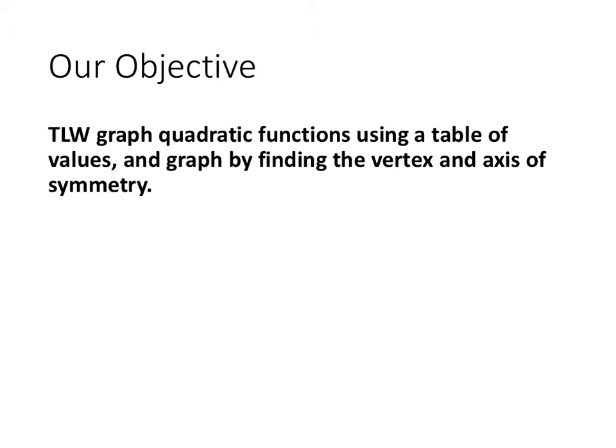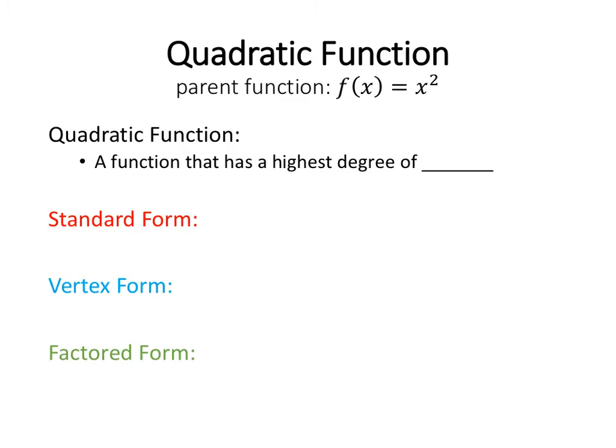As we move in, our objective is to simply graph quadratics using a table of values, and then graph finding the vertex and what we call our axis of symmetry. So we're going to be looking at some special characteristics that maybe we haven't known before or haven't seen before. So the first thing that we're going to look at is what we call a quadratic function.